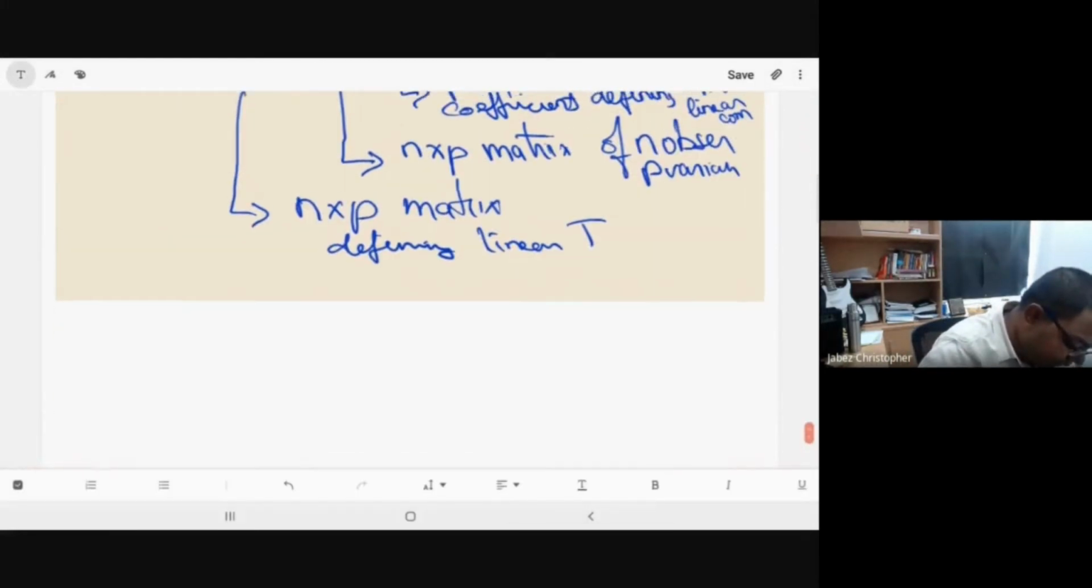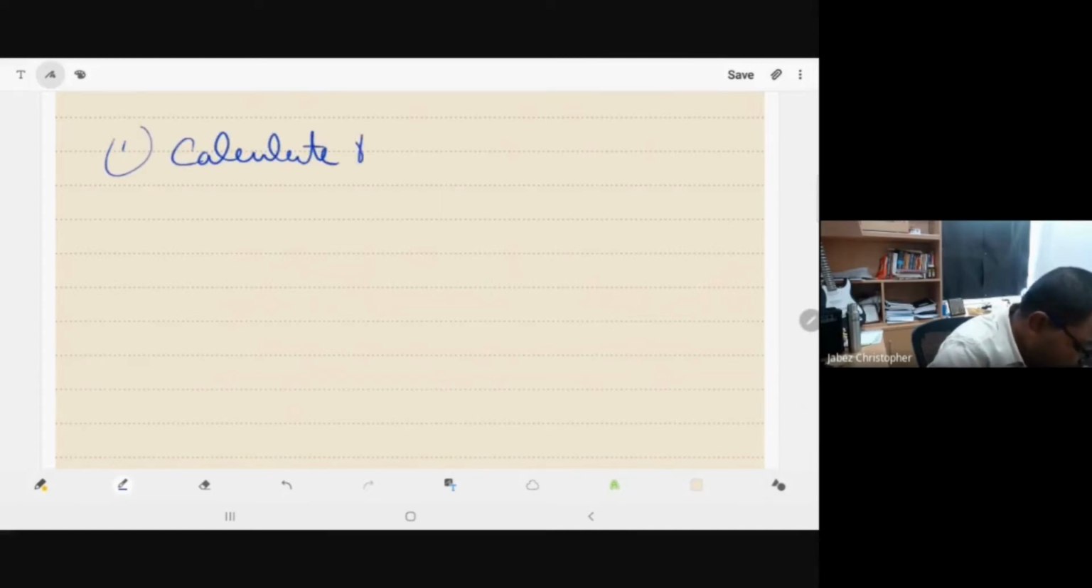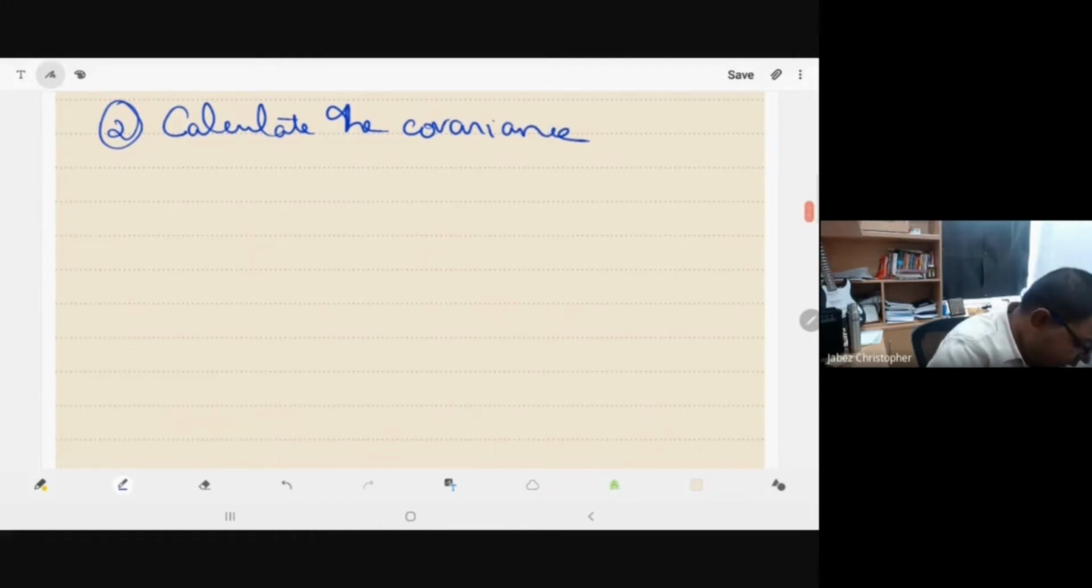So basically, what are the steps in a PCA? What should we initially do? Given n observations with P data, we need to calculate the mean deviation, and then we calculate the covariance, right? And this covariance matrix will be a P cross P matrix.